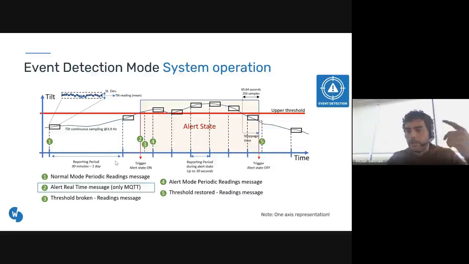Later, there is another message that is transmitting information about this exceedance of the threshold, for example, the axis and the exact tilt that exceeded the threshold, etc. And at the end, if at any time we are below the threshold again for a stoppage time, we return to the normal behavior of the device. So we return to the normal periodical readings. This is more or less how the system works.